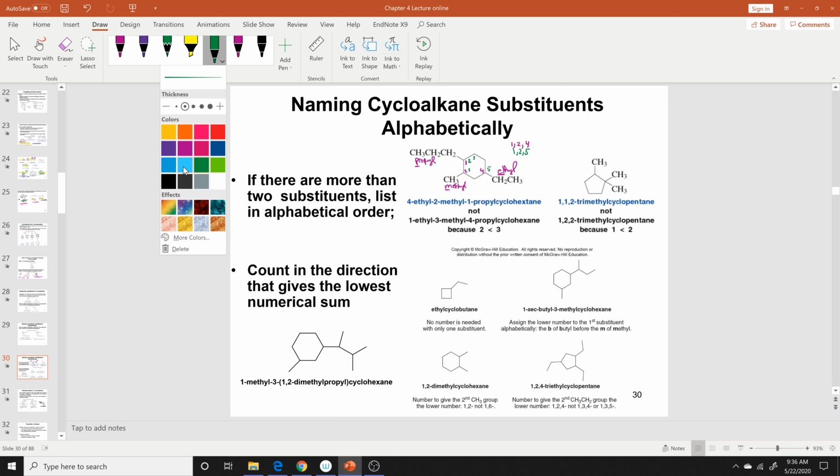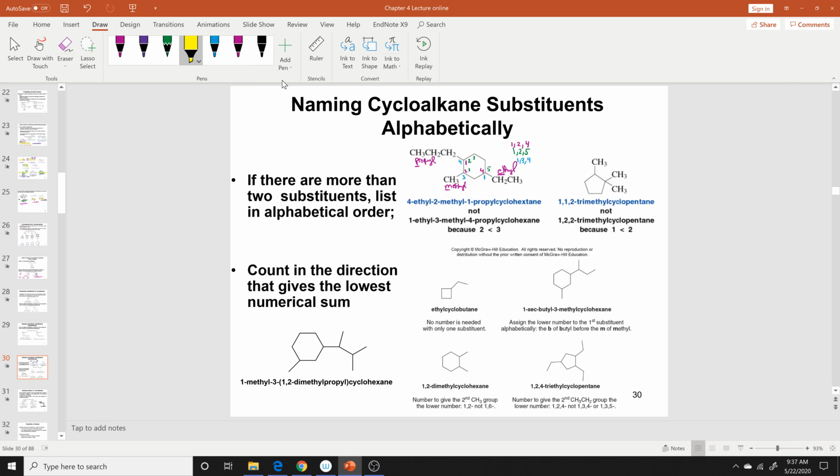Let's use another color here. If I start numbering now from the ethyl, this is going to be 1. My closest substituent to it is the CH3, which is going to be 3, and this is going to be 4. So I have 1, 3, and 4. Again, from all of these choices, starting from here, or here, or here, this is going to be my lowest sum of numbers. So this is why I went by it. You go by that, and then you arrange them in alphabetical order.